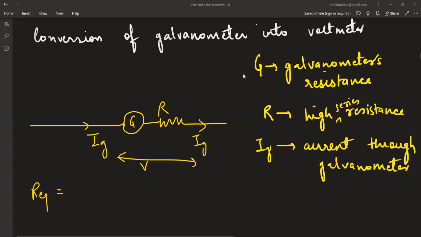Parallel combination is for resistors and series combination is for capacitors. Don't be confused, because you are in confusing stuff. So it's G plus R.